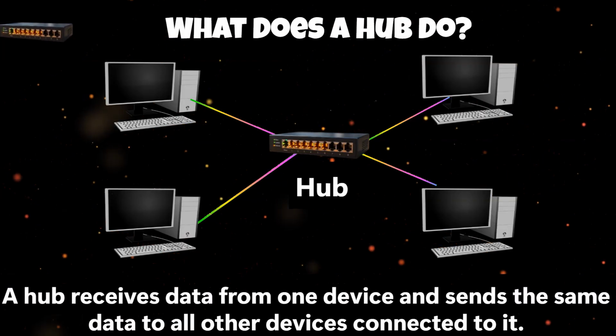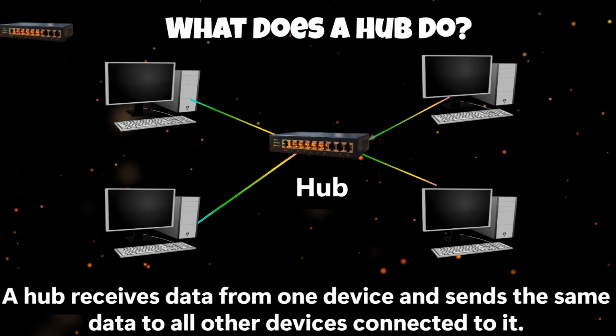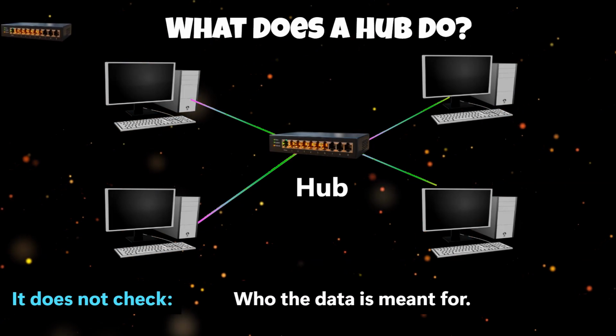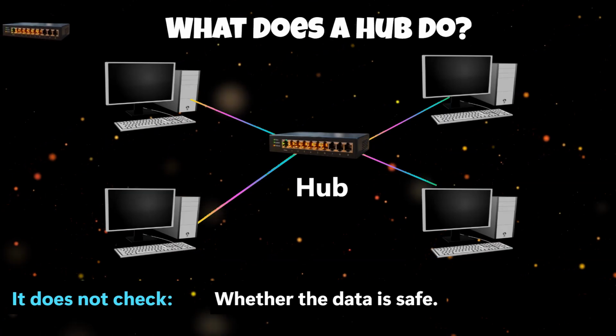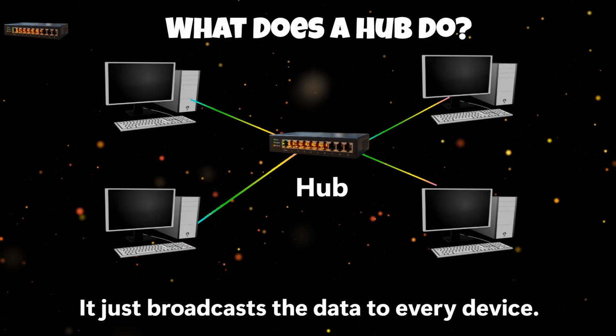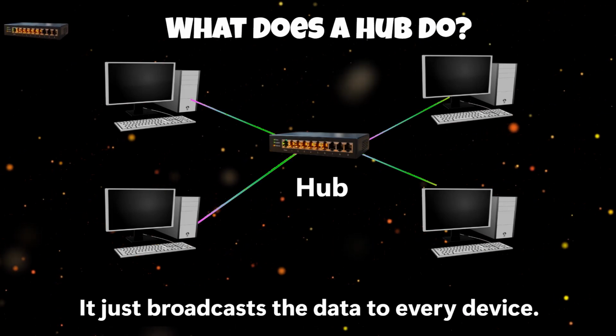What does a hub do? A hub receives data from one device and sends the same data to all other devices connected to it. It does not check who the data is meant for, where it should be delivered, whether the data is safe, or whether the device is busy or not. It just broadcasts the data to every device.